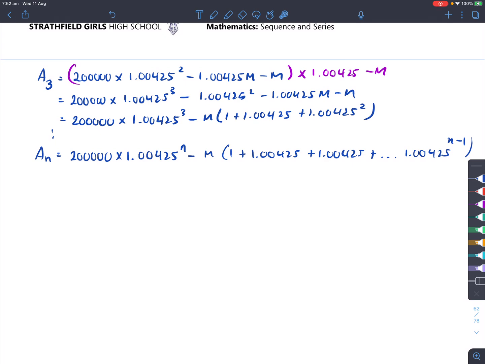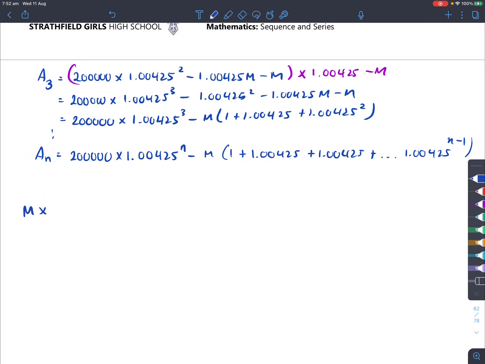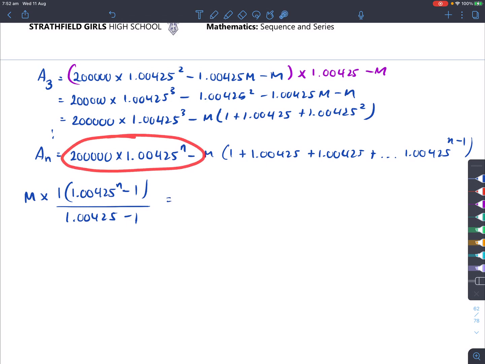Now a_n has to equal 0 for this repayment to be paid off. So we make that equal 0, and we're going to bring all this to the other side whilst applying the sum of a geometric series. Yep, like that. And on the right side, you just get this amount left.